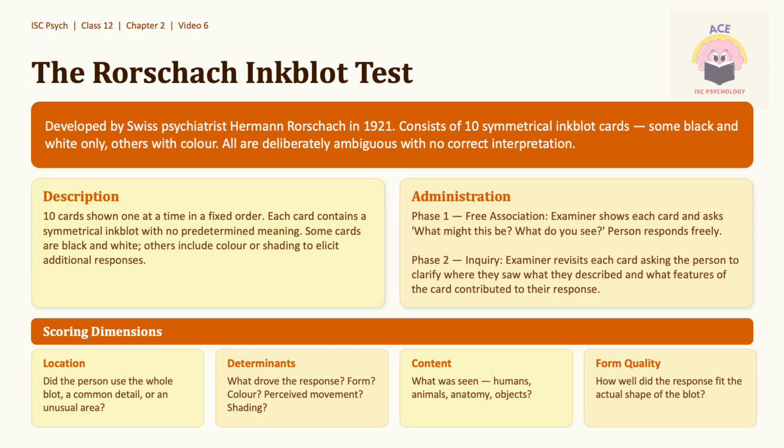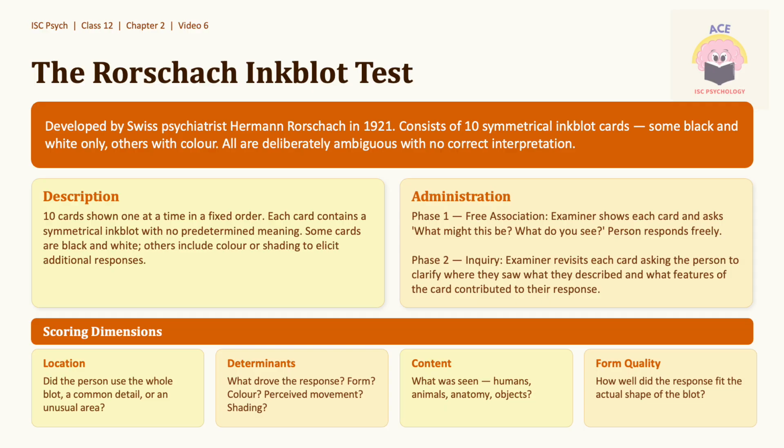The Rorschach Inkblot test was developed by Swiss psychiatrist Hermann Rorschach. The test contains 10 cards, each containing a symmetrical inkblot. Some cards are in black and white only, while others include color. Each inkblot is entirely ambiguous. There is no correct or intended interpretation.